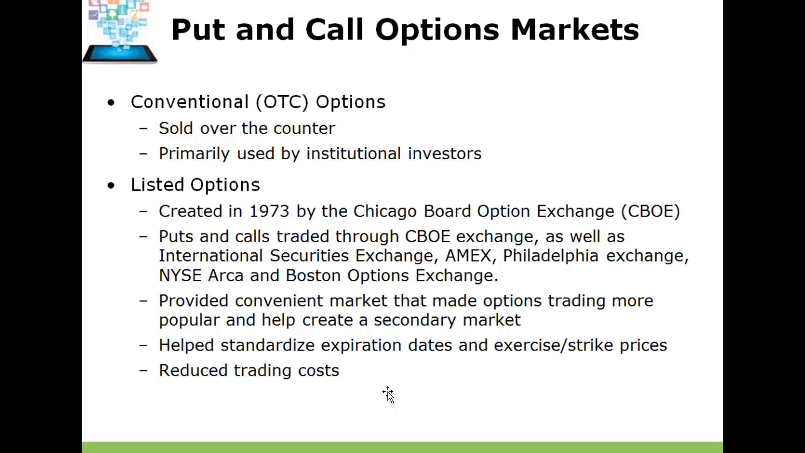Okay, now there are stock markets, and there are option markets. The over-the-counter option market is used by most institutional investors. For listed options, the Chicago Board Options Exchange, CBOE, is the biggest. It was created in 1973, and it trades puts and calls, and it works a lot like a stock exchange, but they specialize in these derivatives or option contracts.